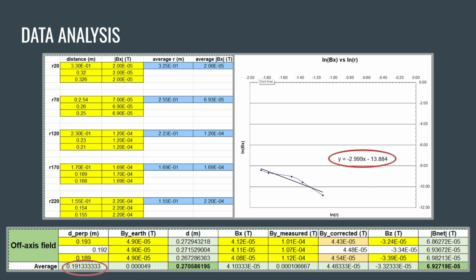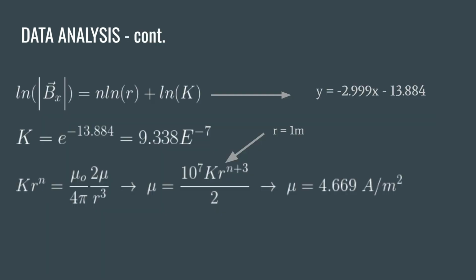Finally, the table on the bottom shows the off-axis d perp data, which is gathered using the net magnetic field. The perpendicular average, circled in red at the bottom left, will also be useful, as this is important for the coding section. Here are the calculations to find mu, or the magnetic moment.